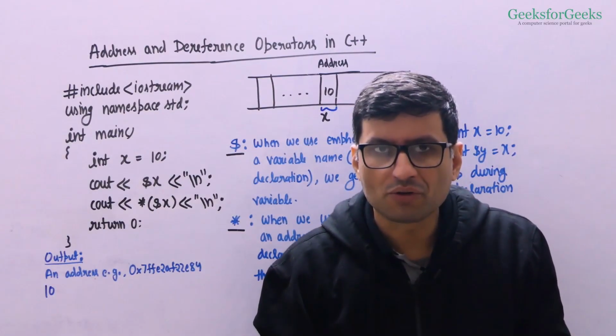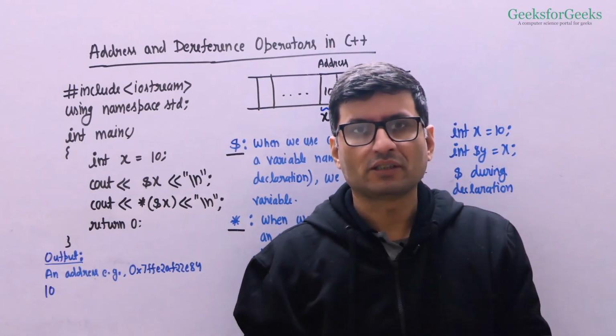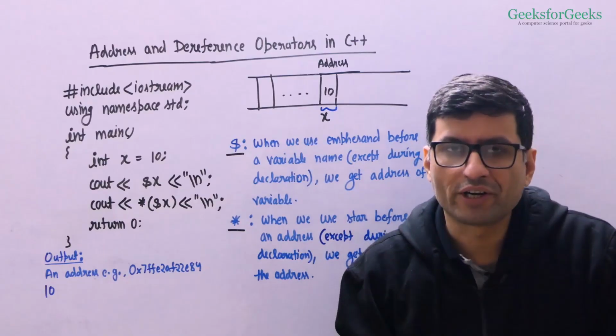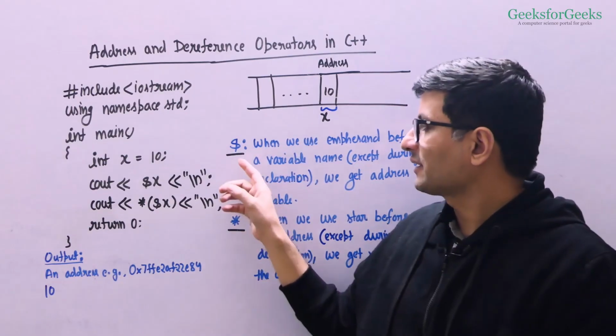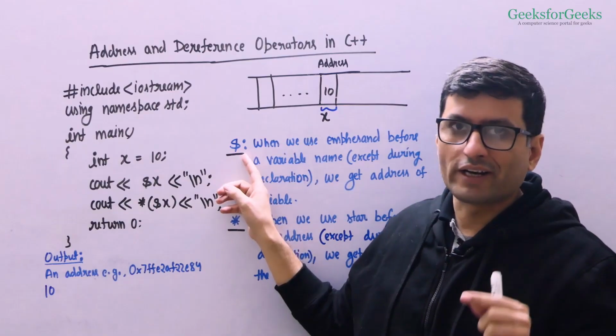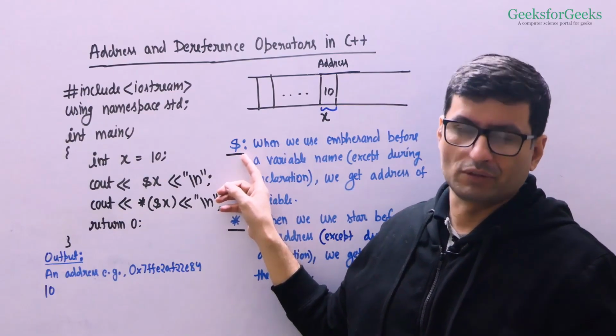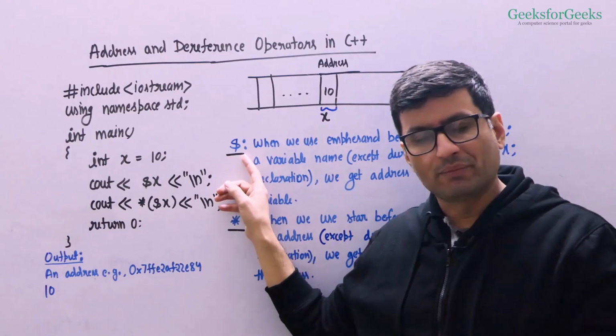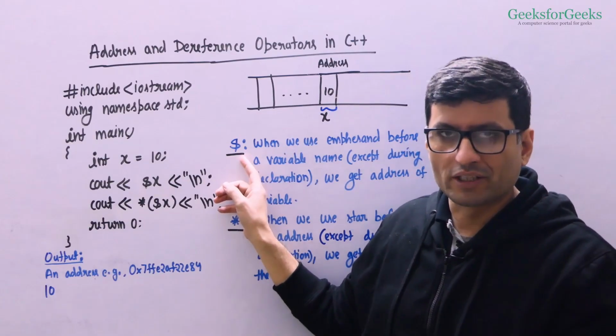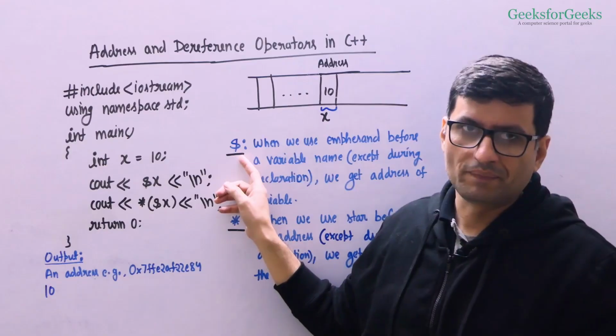Before we talk about pointers in C++, let's talk about two important operators related to pointers. The first operator is the ampersand operator, or address operator, or address-of operator. If you put this operator before a variable name, then this operator gives you the address of that variable.